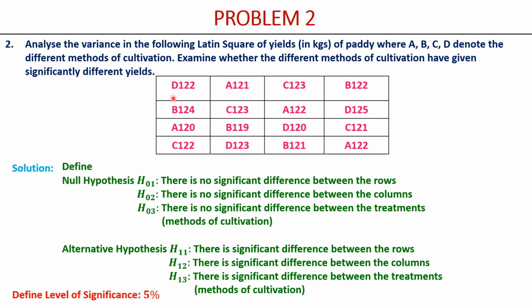So using a particular method of cultivation, the yield is specified in each plot. And as you see here, the value of n that we have is 4 because we have 4 rows and 4 columns. So capital N, which is n square, becomes 16. So we shall repeat the problem by taking rows, columns and methods of cultivation to be our parameters. The level of significance continues to be 5%.